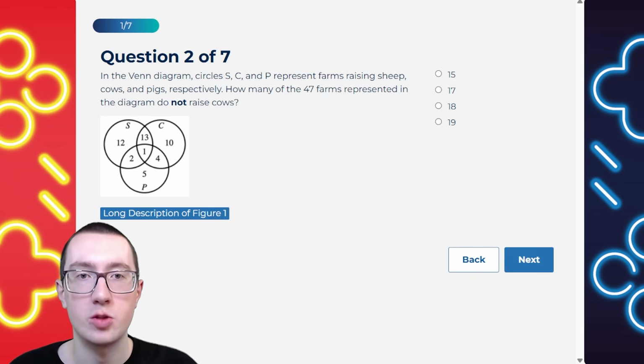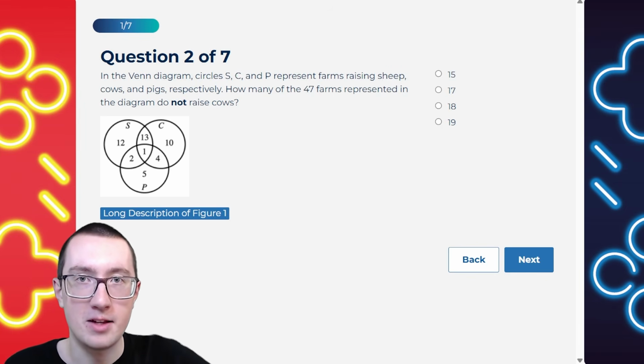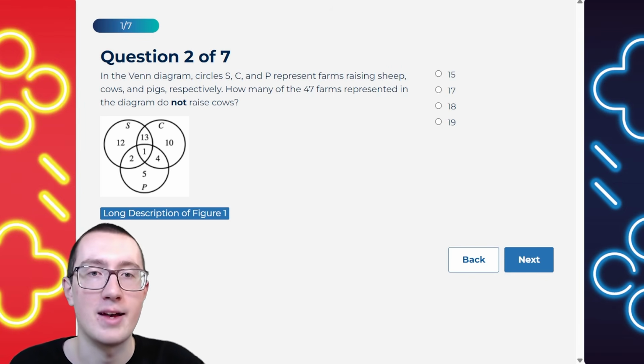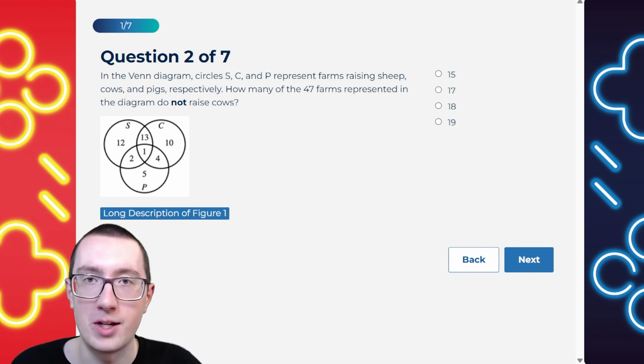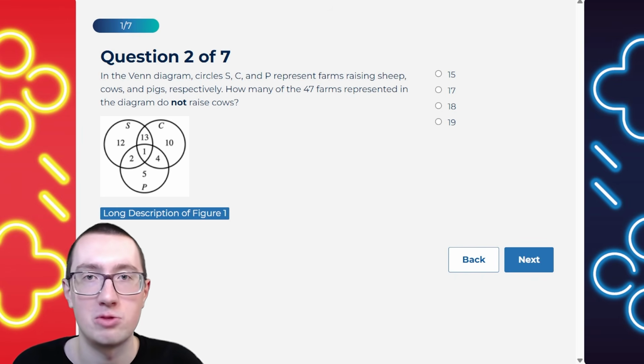Well, this question might actually be a lot easier than you think. You see that there's a bunch of different numbers, but if you think about it, all of the numbers inside of that C circle are the ones that raise cows, and all of the ones outside of the C circle do not raise cows. Those 2 other circles with the S and the P are just useless information, because all it's asking us about is cows. So who cares if they raise sheep or pigs?